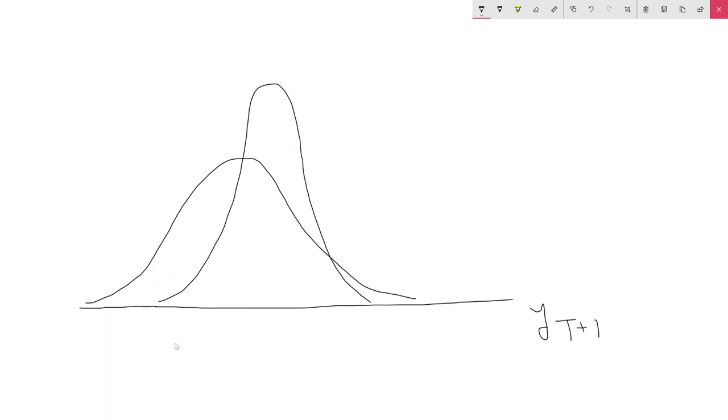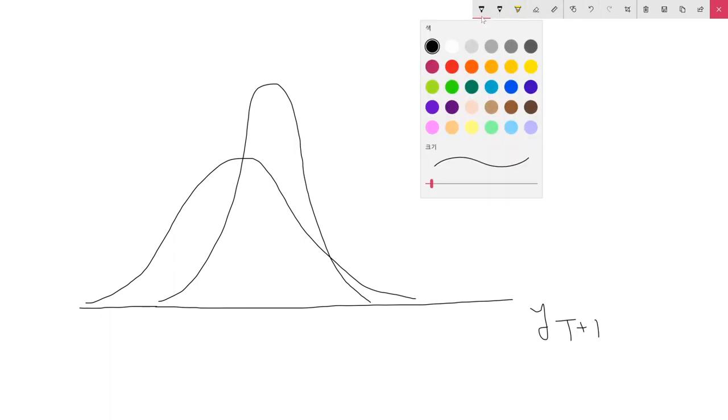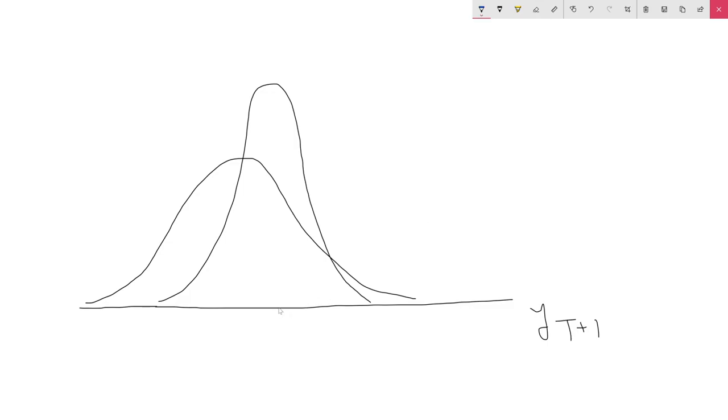And then suppose here is our realization. Suppose this here is the realization. This is the realized value. Let me say this is model one. This is model one. And this is the histogram from model 2. Then this is the realized value.